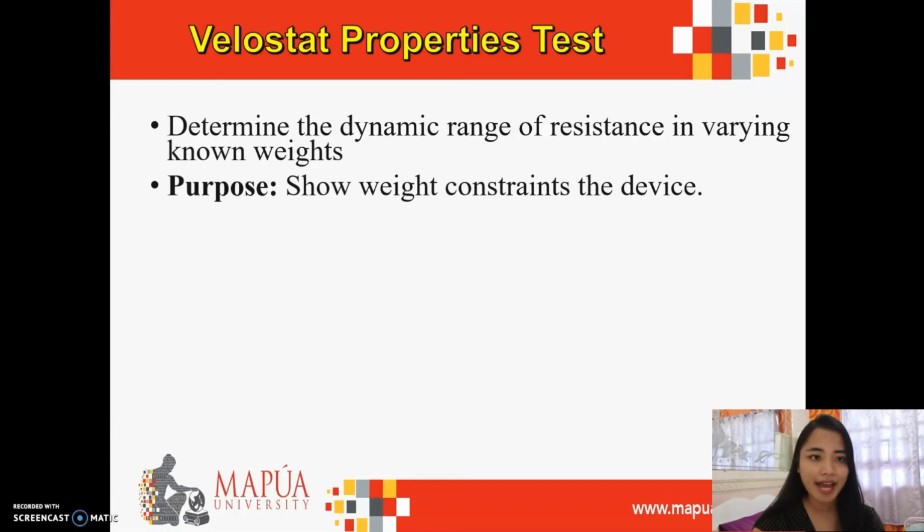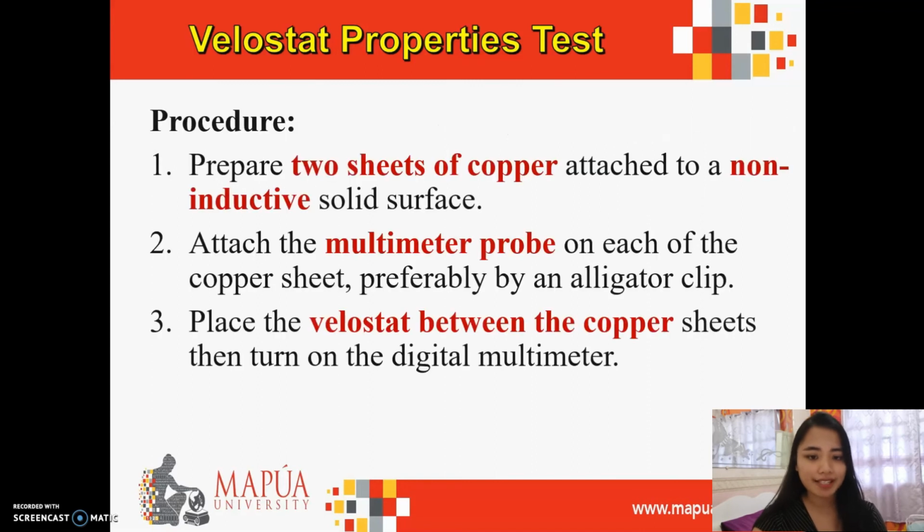Since velostats can have different properties depending on the manufacturer. For reference, the velostat used in this test has a dimension of 30 millimeters squared, and through this test we would be able to know the dynamic range of our velostat. Using an improvised velostat testing fixture, composed of two sheets of copper attached to a non-inductive surface, we were able to create a crude setup for this test. A multimeter is used to measure the resistance of the velostat.